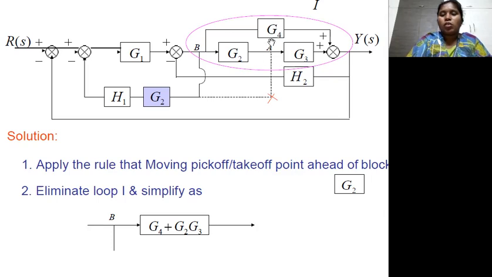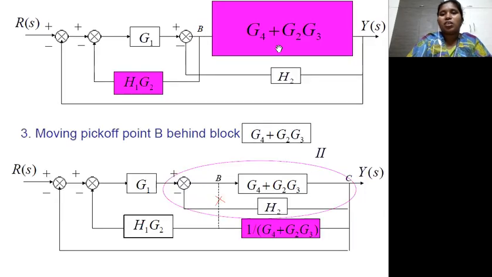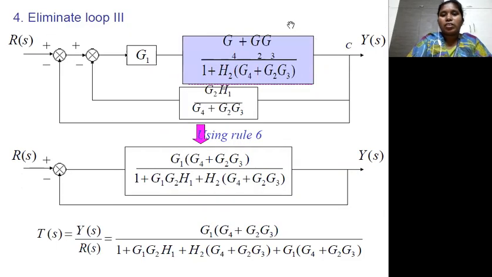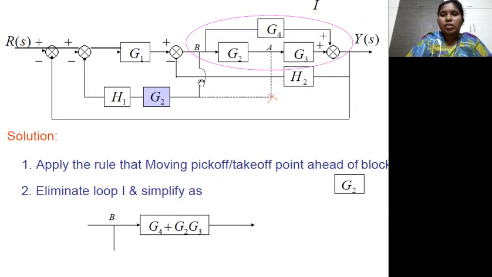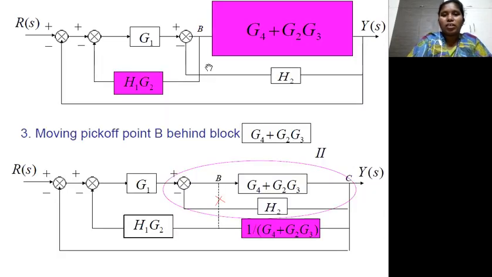So now these two blocks are in parallel. So the output will be the summation of G4 and G2 G3. That means G4 plus G2 G3 is the output here. So here I am representing that with G4 plus G2 G3. And here H2 exists the same as it is. So I am providing the H2 path here, and this is a negative feedback.